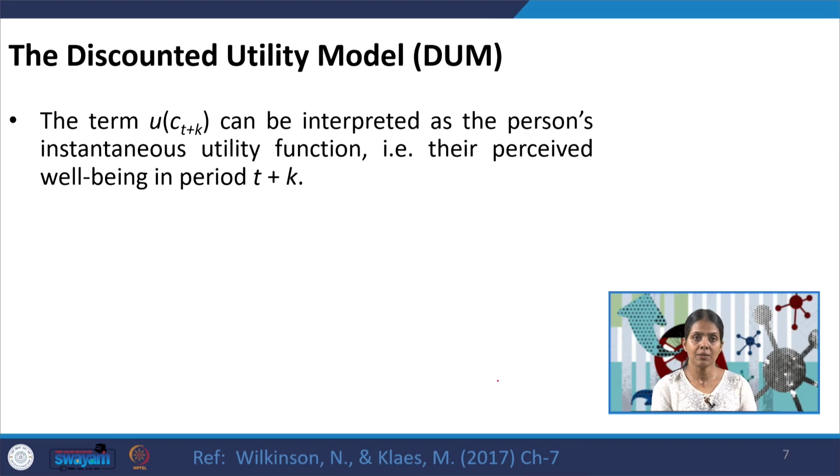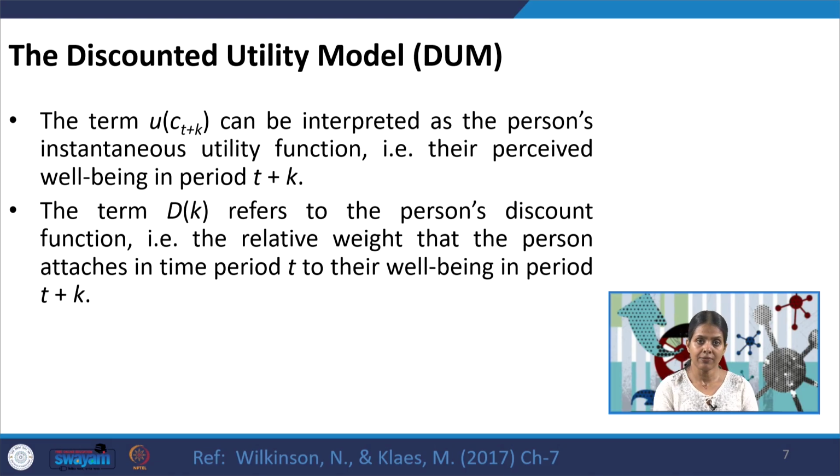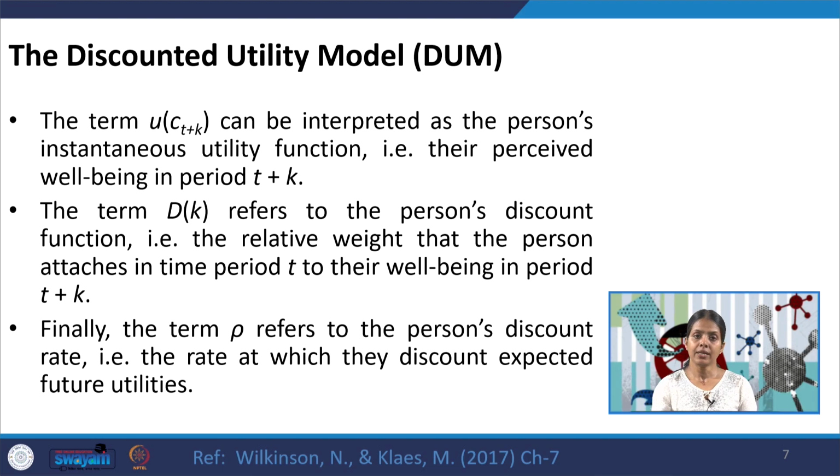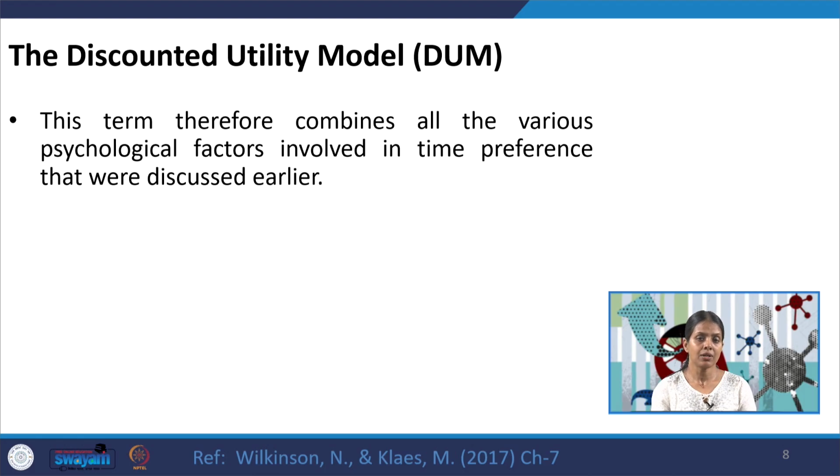The term u Ct plus k can be interpreted as the person's instantaneous utility function, that is their perceived well-being in period t plus k. The term dk refers to the person's discount function, that is the relative weight that the person attaches in time period t to their well-being in period t plus k. Finally, the term rho refers to the person's discount rate, that is the rate at which they discount expected future utilities. This term therefore combines all the various psychological factors involved in time preference that were discussed earlier.